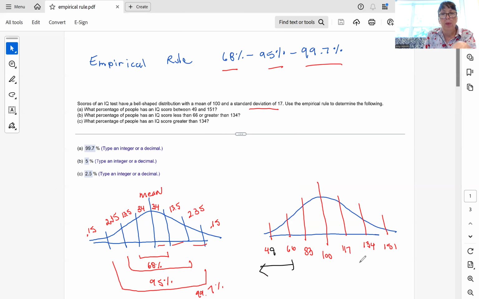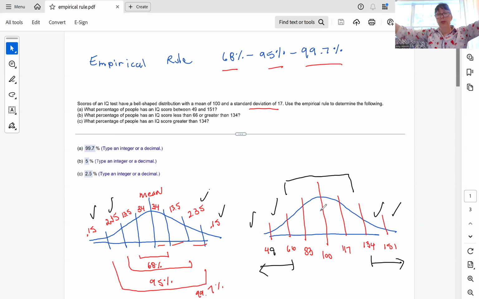Okay, so going that way, but yet greater than 134. So that would be these outside two bars, or so you could add up those outside bars right there to get the number of 5%. If you add 0.15, 2.35, and add it again, it adds to 5. Or what you could do is, knowing that the whole thing is 100%, and you're missing those middle two bars that go out 2, and that's 95% of the data. So 100% minus the middle 95% gives you the outside 5%.